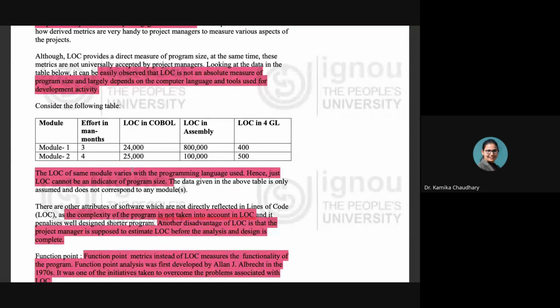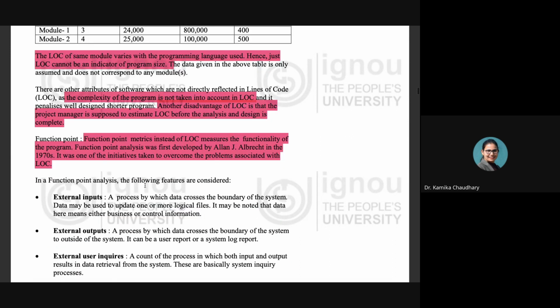So after seeing all these disadvantages of lines of code, we have moved on to another kind of metric, which is called function point. The function point metric, instead of lines of code, measures the functionality of the program. As the name indicates, the function point metric is going to focus on the functionality of the program. This metric was developed by Allan J. Albrecht in the 1970s.